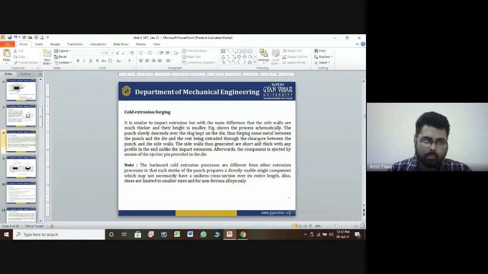Now, there are some notes to be considered. First, the backward extrusion process differs from the other extrusion processes in that each stroke of the punch produces a single component, which may not necessarily have a uniform cross-section along its entire length, and is limited to smaller sizes.